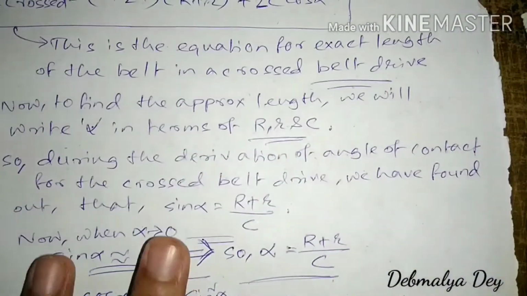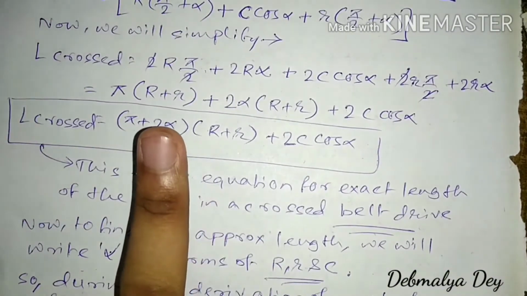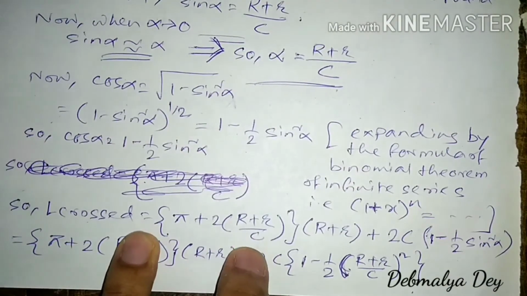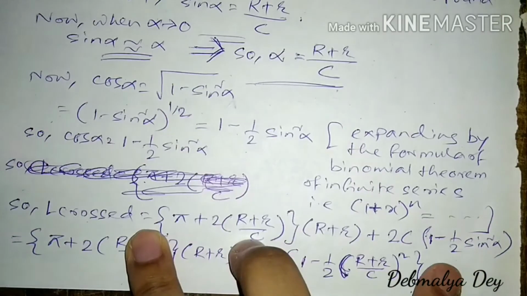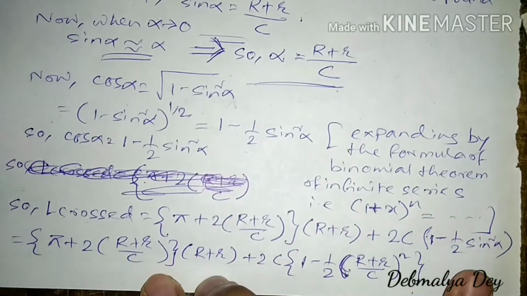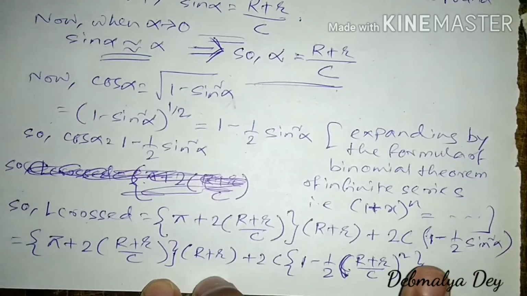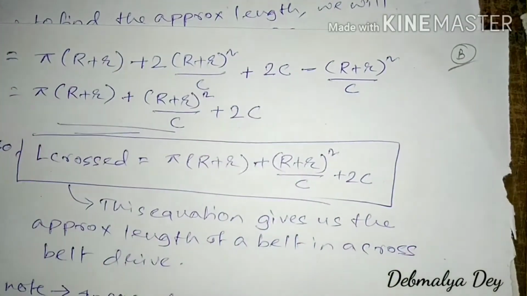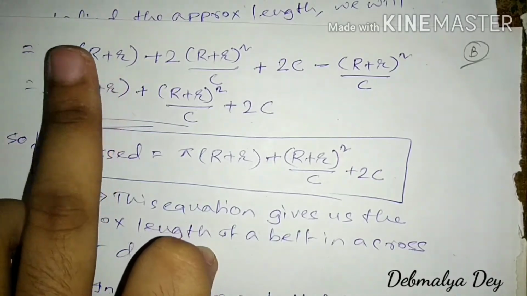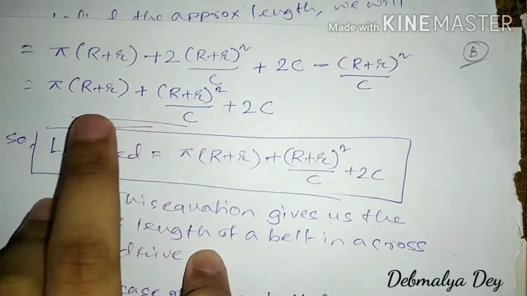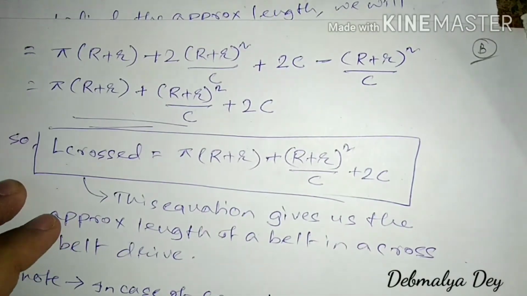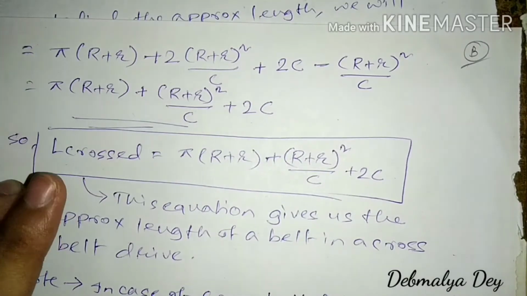So in the equation of L cross, we will put the value of alpha and cos alpha. Let's see what we are getting. L cross becomes this; I have put the value of alpha here and cos alpha here. Now we will simplify again. In place of sin square alpha we will put the value of alpha, that is capital R plus r by small c. Ultimately we will simplify the entire thing, and after simplifying we will reach this. This will be the equation which gives us the length of the belt for a cross belt drive, and it will give us the approximate length.